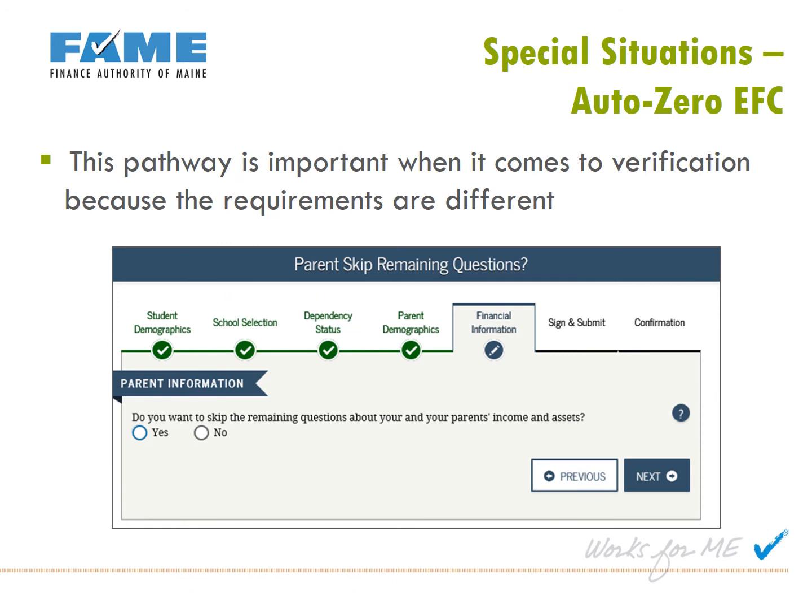So let's talk about that FAFSA experience. What's that like for a student? When they're in the FAFSA, if they qualify for the Auto Zero EFC, it presents with this question: Do you want to skip the remaining questions about your and your parents' income and assets? So they're going to skip over a bunch of sections, a bunch of questions.